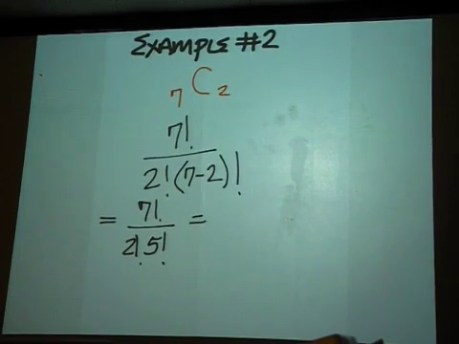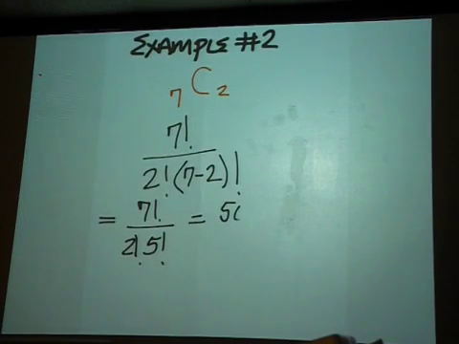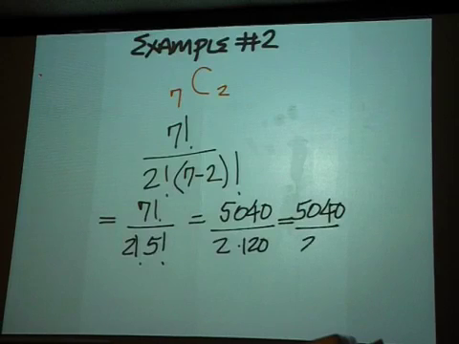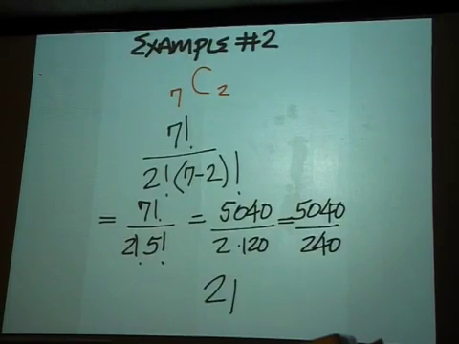in your calculator will come out to be 5,040. On the bottom we have 2 factorial times 120. So we really have 5040 over 240. Divide 5040 by 240 to come up with an answer of 21.